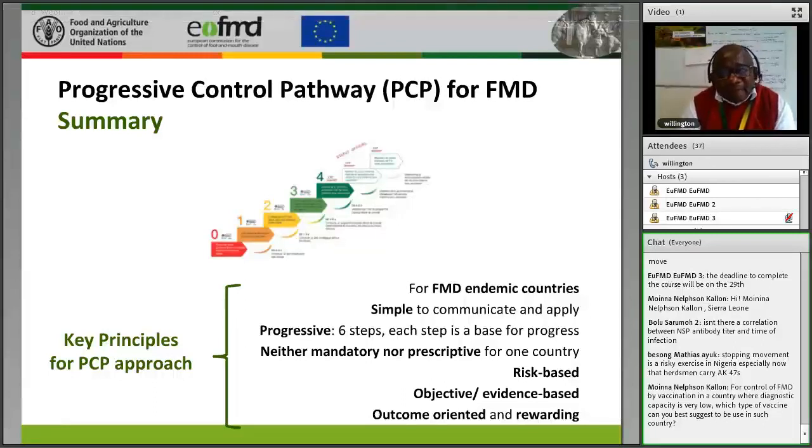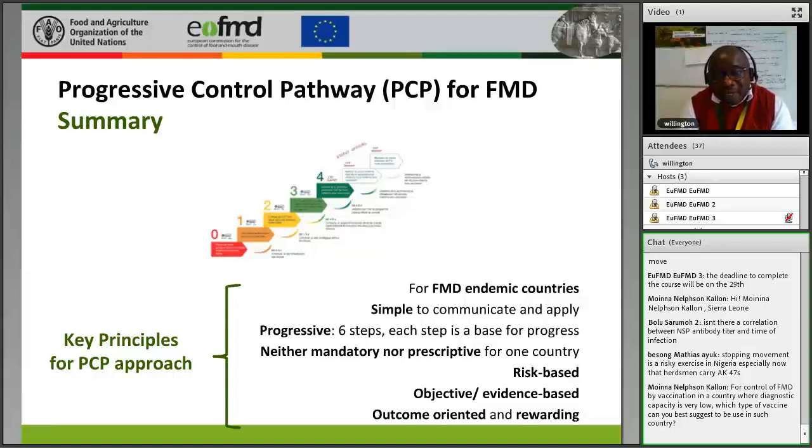And there is a stage, which is an OIE stage, where there is FMD circulation with vaccination, and this stage is usually endorsed by OIE. There's a final stage, the 7th stage. It's equally an OIE stage, where there's no FMD and there is no vaccination.